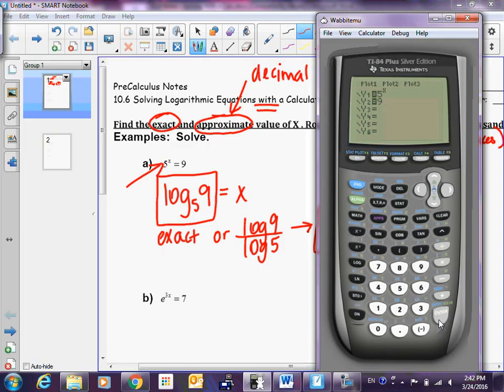And you've done this before, in here and in other classes. We want to see where these two things intersect. It wouldn't be bad to just start off doing a zoom 6. Now we may need to change the window, or zoom out, but sometimes you luck out and you can see the intersection right off the bat. Do you guys remember how to find intersection? Second trace, number 5, and then what? Enter, enter, enter. Is that the same decimal we wrote?